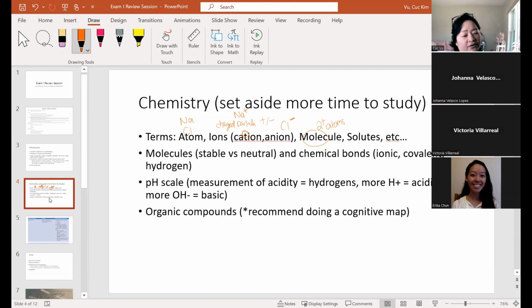And you learned that there are actually more than three, but we only required you to know three ways in which molecules form. What are they? Ionic bond, covalent bond, and hydrogen bond. Correct. Okay, so you've got ionic, covalent, and hydrogen. Make sure you know the difference between those three.